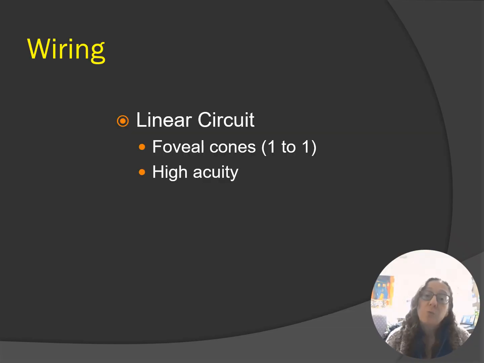Okay, so the wiring between the rods and the cones is different from each other. The cones have a more linear circuit, and in the fovea, they have a linear circuit, one cone communicating to one retinal ganglion cell. So that's that 1-to-1, and that's going to give us high acuity, or high ability to see really small, detailed things, high resolution. It's all ways of saying the same thing. Again, that's why I point my eyes to look at tiny letters.